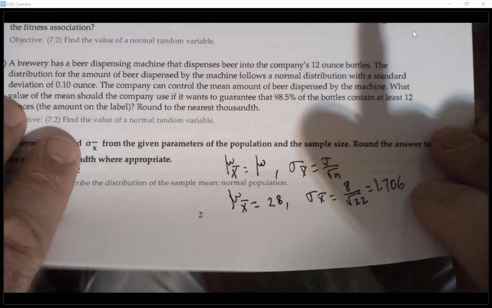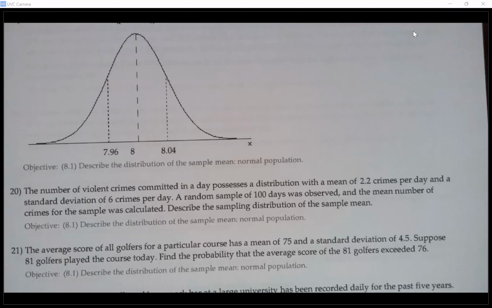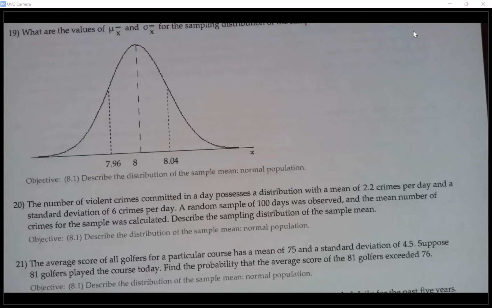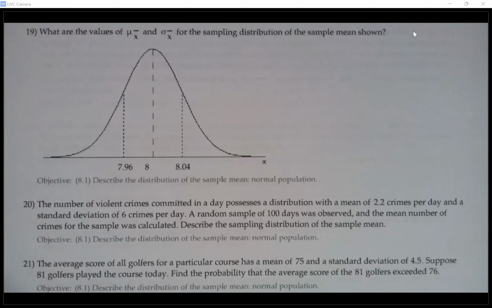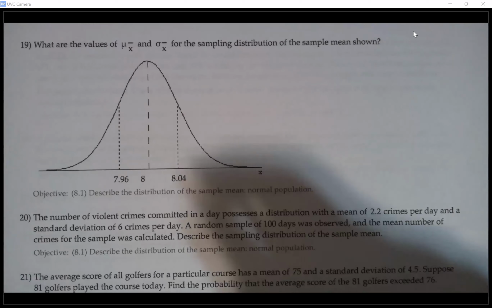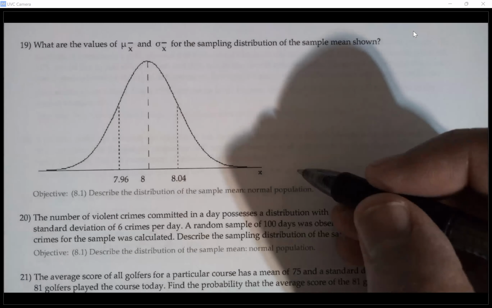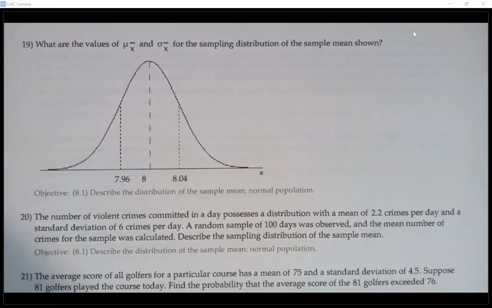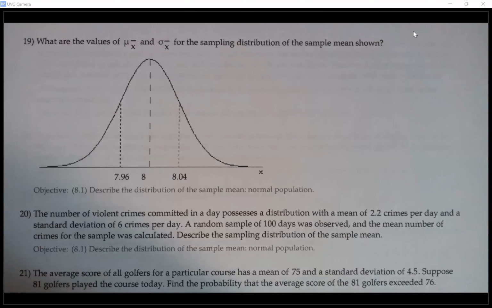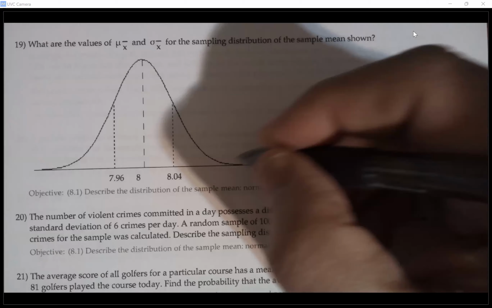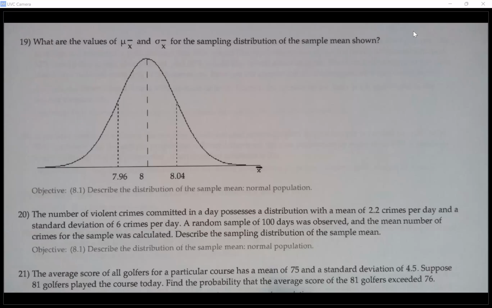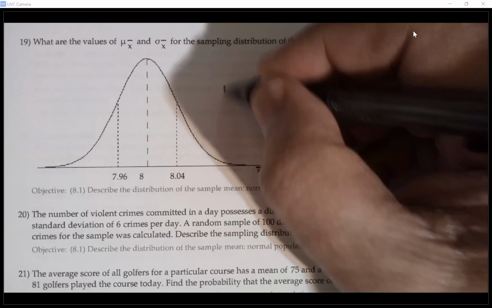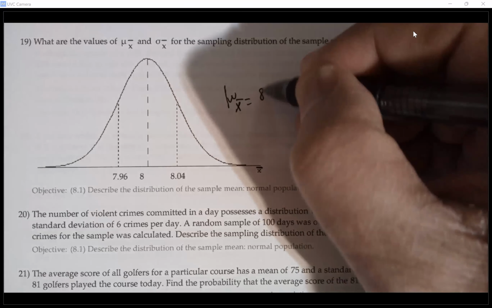Okay, next question. I'm gonna go to 19. What are the values of mu x bar and sigma x bar for the sampling distribution of the sample means? And actually, this is x bar right here. This should say x bar. So you already have the graph of the sampling distribution. As you can see, mu of x bar, you can read it, is simply 8.